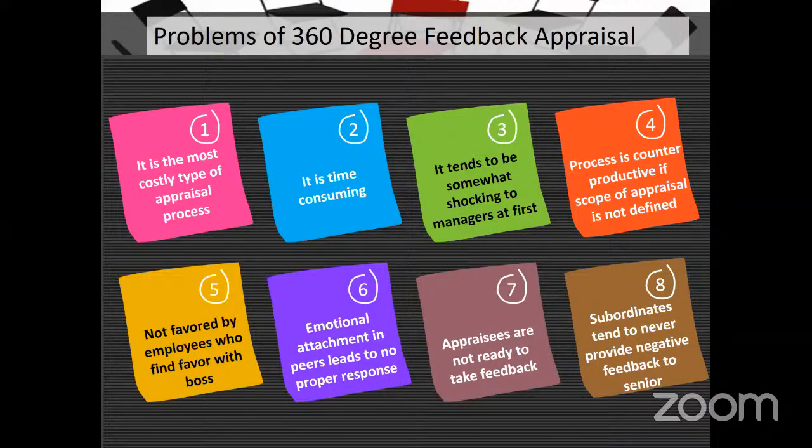Somebody will come and say it's not favored by the employees who find favor with the boss, because they're like, no, I know the boss has been giving me a good rating. If you do the 360, and everybody knows I'm being favored by the boss, what will happen? My peers will rate me negative. So these are problems that you need to anticipate will be there.